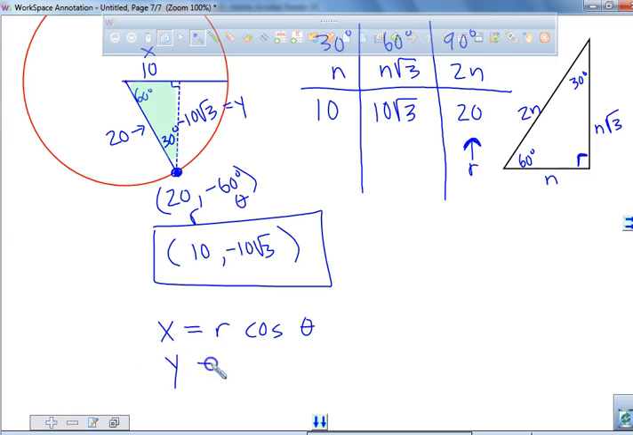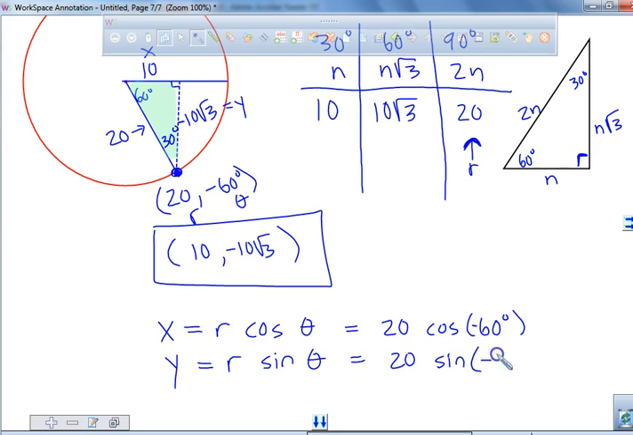Now what I'd like you guys to do is watch. You write X equals R cosine theta and Y equals R sine theta. And you're going to put 20 cosine 60, actually, make it negative 60 degrees. And then put 20 sine negative 60 degrees.